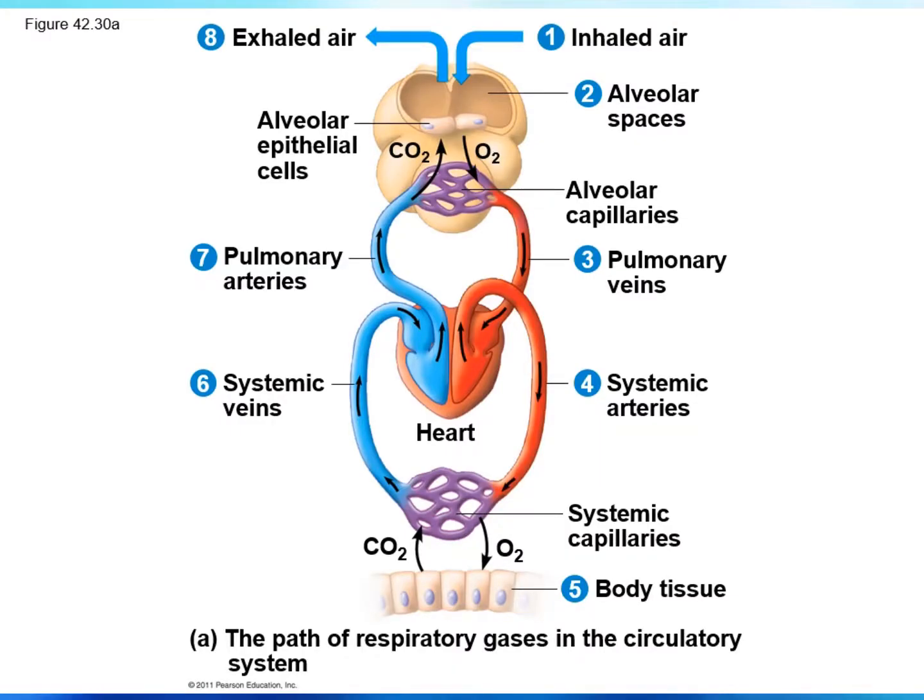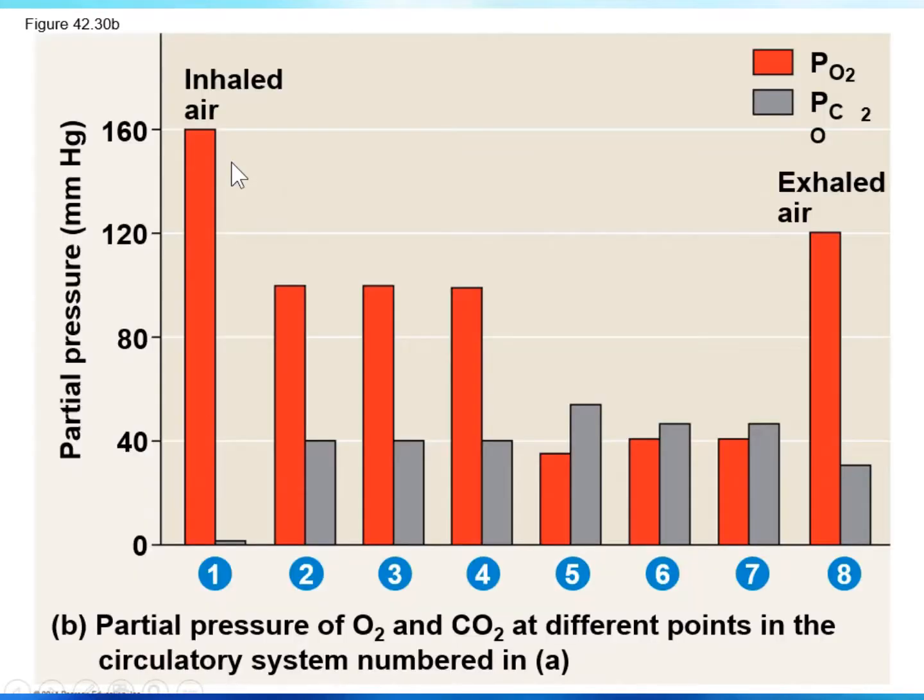This shows us how oxygen and carbon dioxide gas exchange occurs in our body in 8 steps. First, we inhale oxygen, then it goes through our alveolar spaces, down into our pulmonary veins through our heart, out into our systemic arteries, and down into the body tissues, which contain systemic capillaries, which is where primary gas exchange occurs, and oxygen converts into carbon dioxide. Then the carbon dioxide is transported through our systemic veins back into our heart, out through our pulmonary arteries, and then out of our bodies.